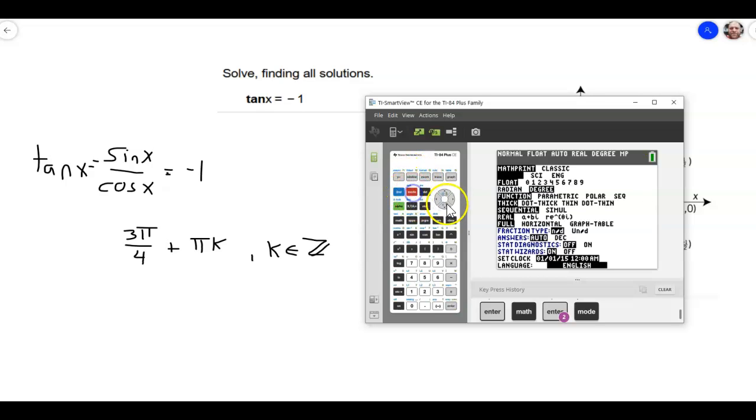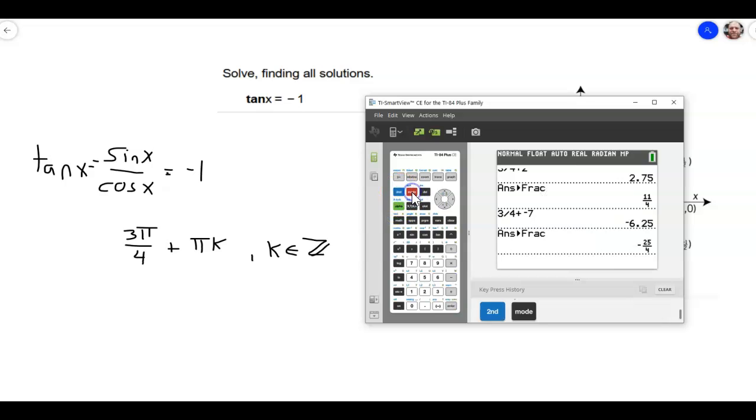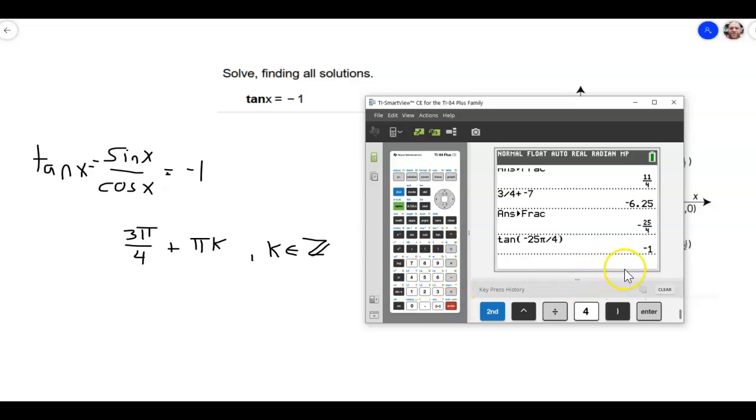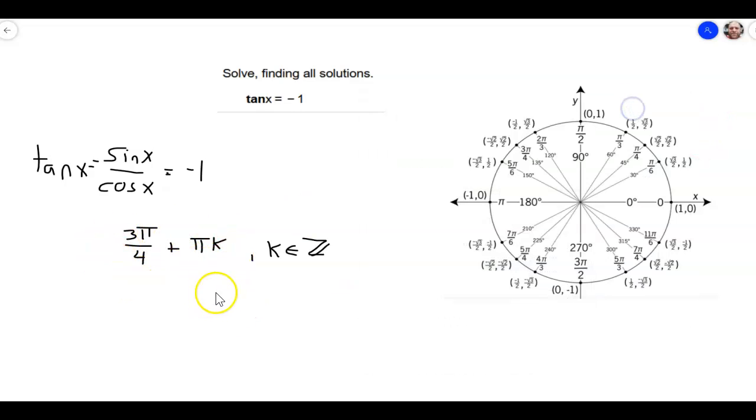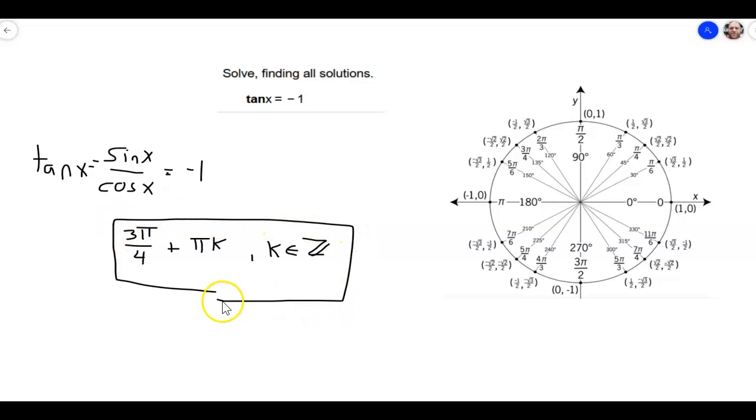If I were to go back to radians here and say, what's the tangent of negative 25 pi over 4, it would tell me it's negative 1. So all of these are solutions. Any integer I put in there for k will give me a solution. So this is an infinite set of solutions right there. All right. If y'all have any questions, let me know.